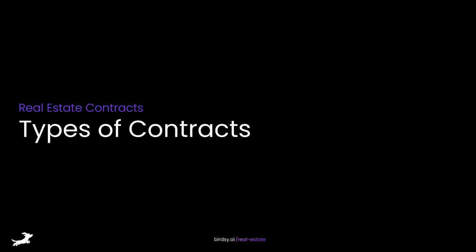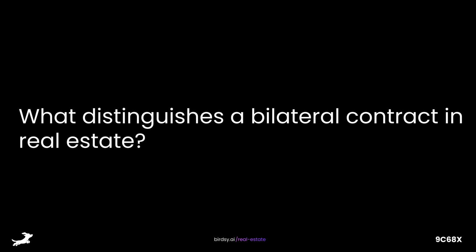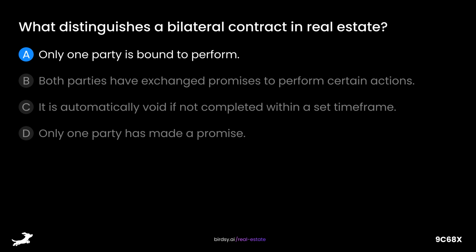Types of contracts. What distinguishes a bilateral contract in real estate? Is it A. Only one party is bound to perform, B. Both parties have exchanged promises to perform certain actions, C. It is automatically void if not completed within a set time frame, or D. Only one party has made a promise? The answer is B. Both parties have exchanged promises to perform certain actions.